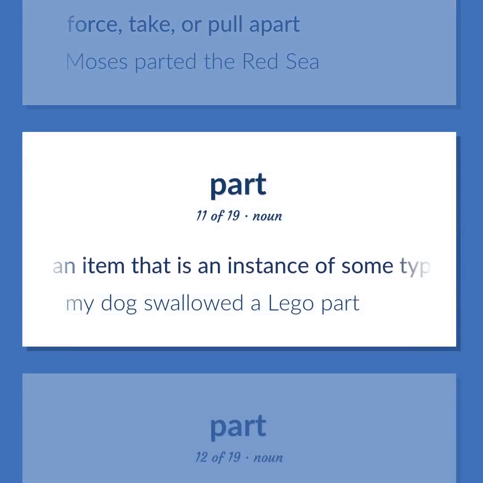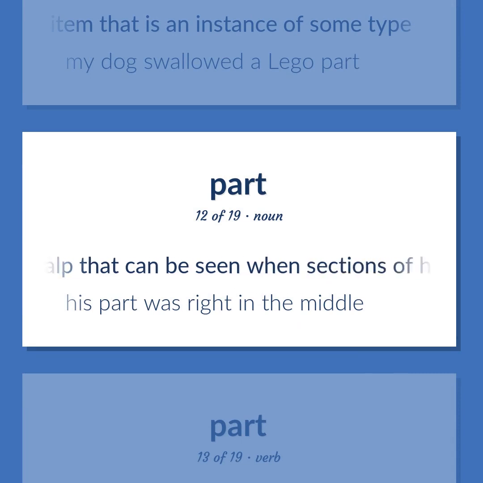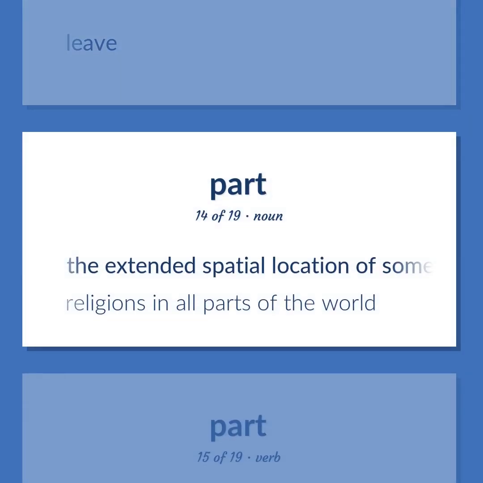An item that is an instance of some type. My dog swallowed a Lego part. A line of scalp that can be seen when sections of hair are combed in opposite directions. His part was right in the middle. Leave. The extended spatial location of something. Religions in all parts of the world.